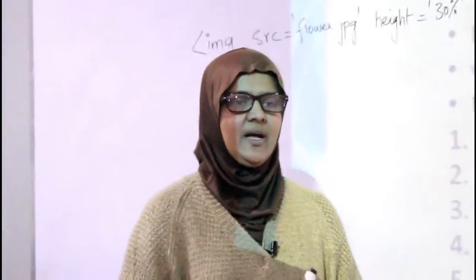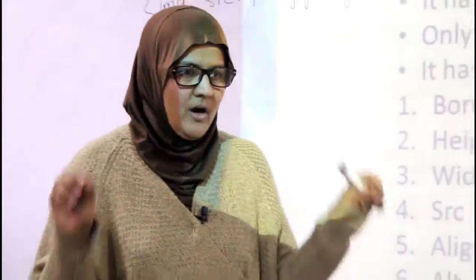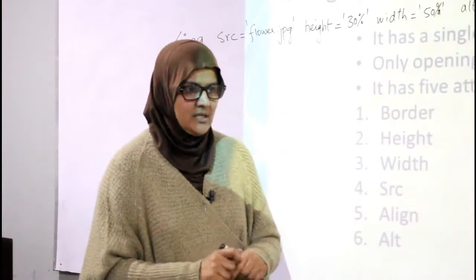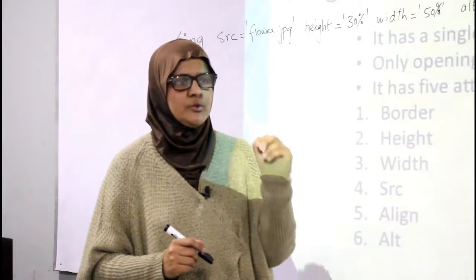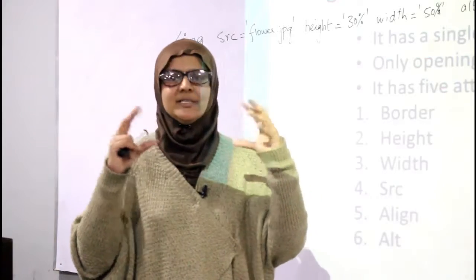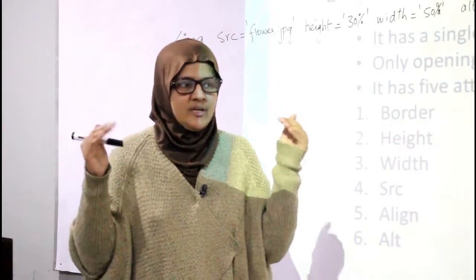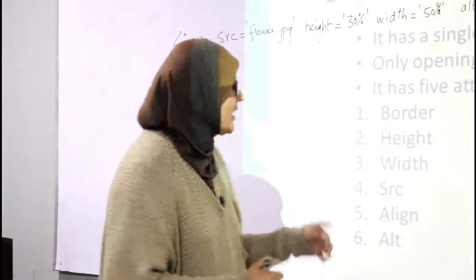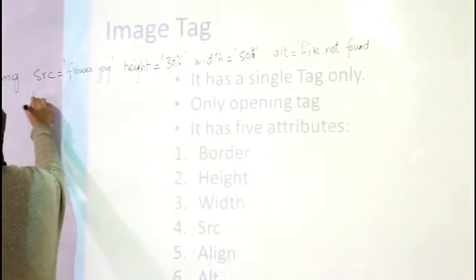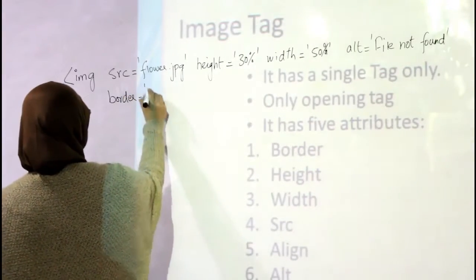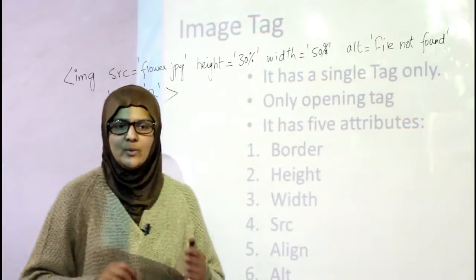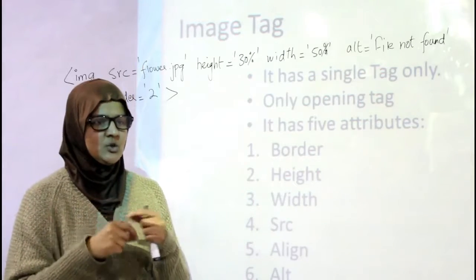Border will specify a thick line or a thin line on the four sides of your image. So you can make border 1, 2, 3, 4. The moment you keep on adding numbers, the border will turn thicker. The moment the numbers are less, the border will be thinner. From thinner to thicker, your border will be switching. So border equals 2 and close. Then the border will be turning to thick.